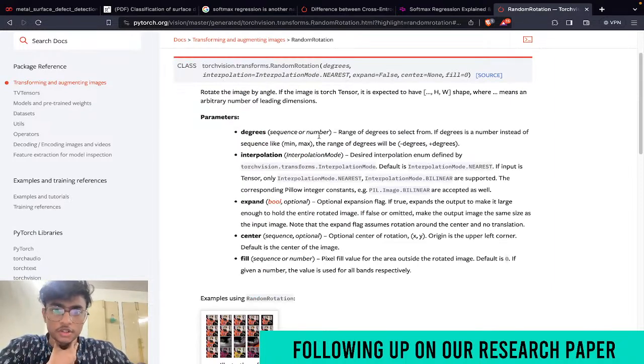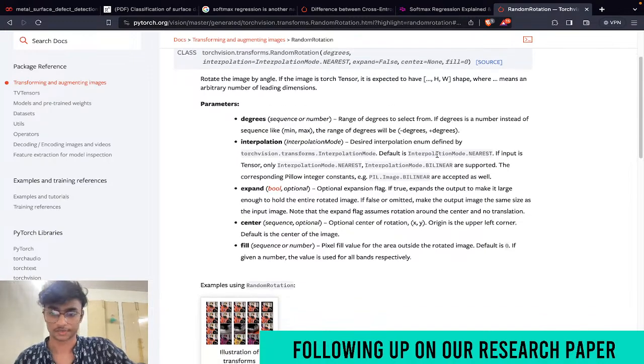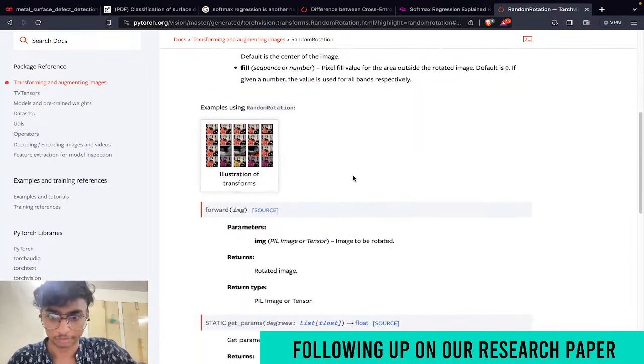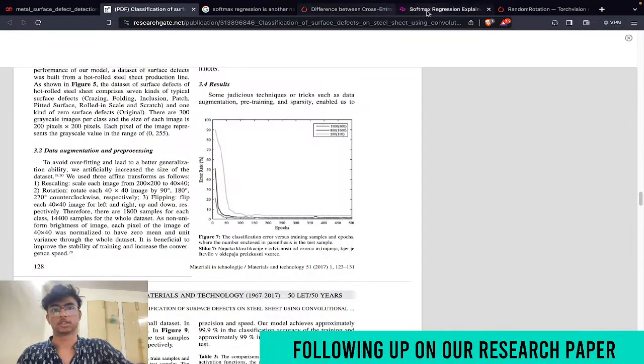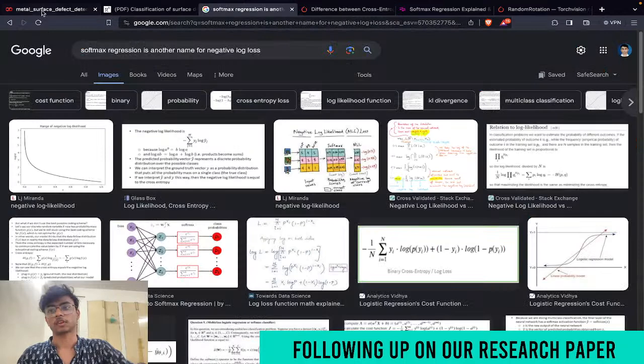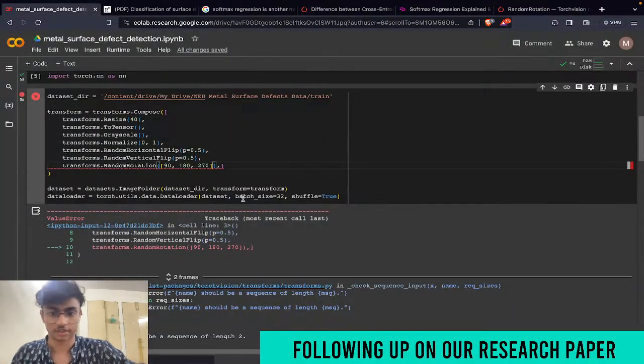Degrees: sequence or number? Range of degrees to select from. If degrees is a number instead of a sequence, the range will be minus degrees to plus degrees. But we want a number, right? We want three numbers: 90, 180. So instead of doing that, we'll have to write it on three lines.